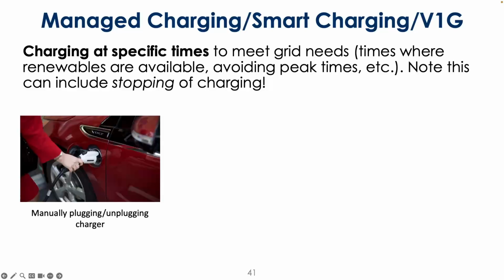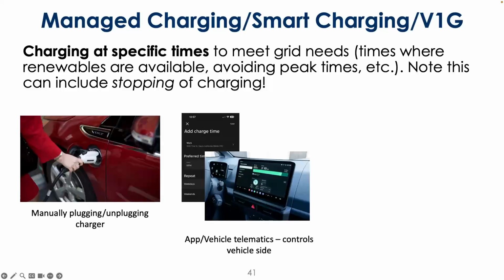And there's different ways to do this. This is probably the most tedious: someone has to manually go in and plug their car in and unplug. This is probably the least realistic one, right? People probably don't want to be getting a signal from the grid, going to their garage, and unplugging or plugging their car in. It can be controlled through apps or vehicle telematics. So this is controls on the vehicle side, where there's some kind of communication signal to the vehicle that it then will stop the charging.